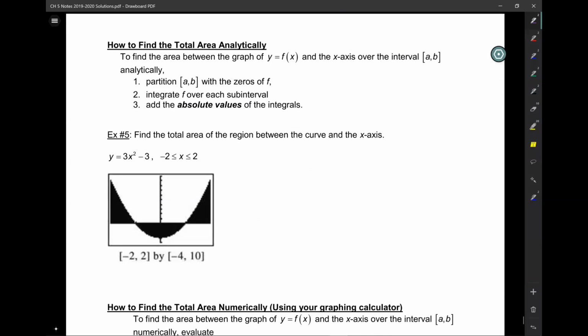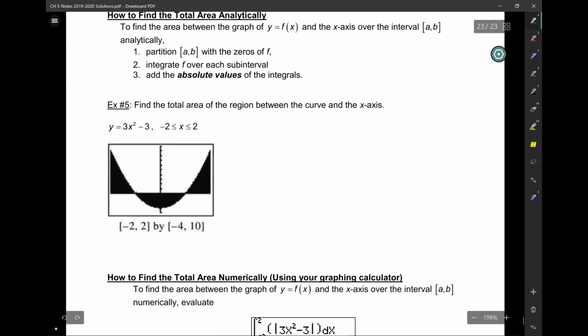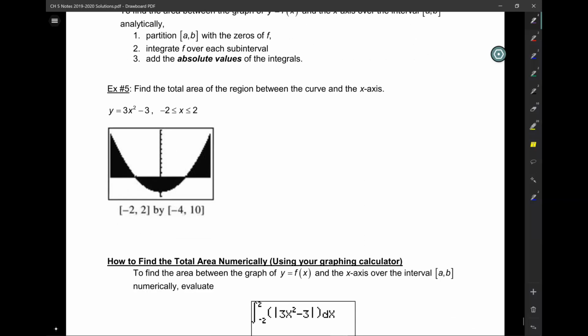All right. Finding total area. Okay. So to find the area between something like this, this is 3x squared minus 3. So take a look at what you have. You have the parabola looks like this. If you want to find the area between this and the x-axis, it's all the shaded regions. You see here that you've got one part where it's positive, another part where it's positive, and then you've got the area here which is negative.